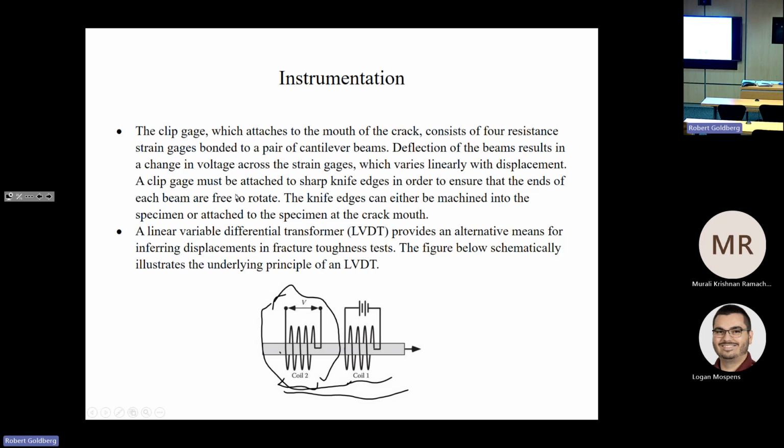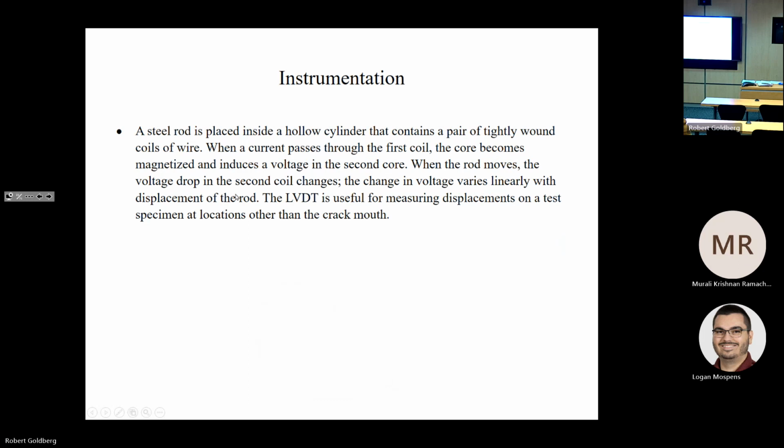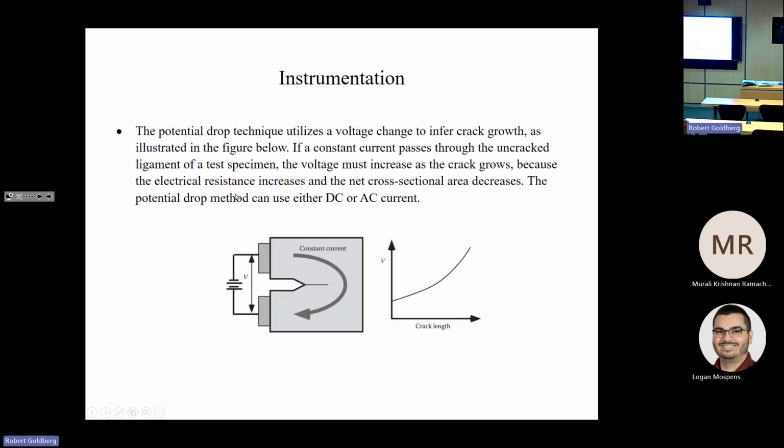And when the rod moves, the voltage drop in the second coil changes, and the change in the voltage varies linearly with the displacements of the rod. And this LVDT is useful for measuring displacements on the test specimen at locations other than the crack mouth. We've talked about before, there are times in some of the things we do where we're interested in displacements other than just at the far edge of the crack. And we talked about all this.